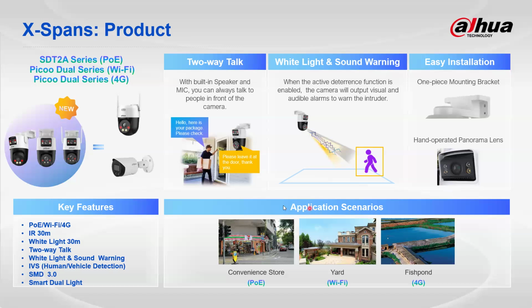At the bottom, you can see we have the various application areas that you can use. Outside the stores, for example, the convenience store, places where we have challenges with power supply, you can use the PoE function to power the device. For outside, for example, the yards and compounds, we can connect it to wireless connectivity. Places outside our homes where we need better monitoring protection, such as fish ponds and farms, you can use the 4G enabled Pico Dual series.